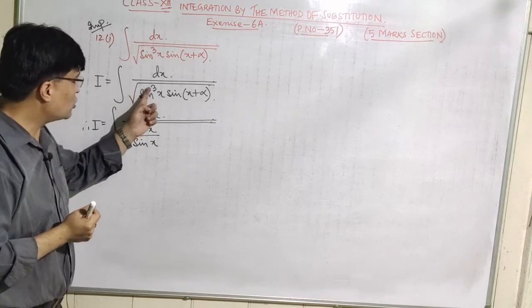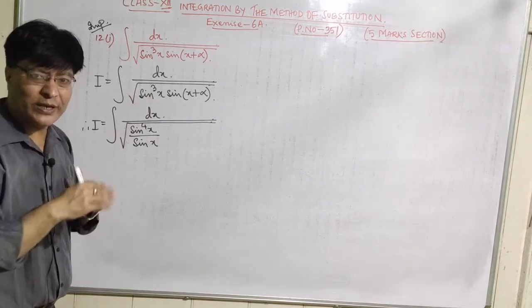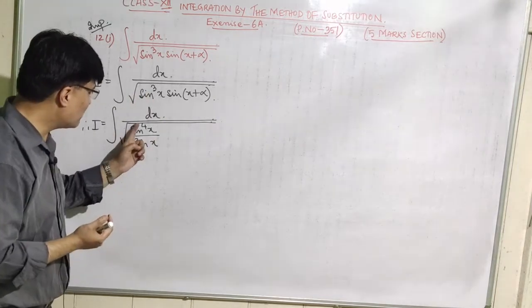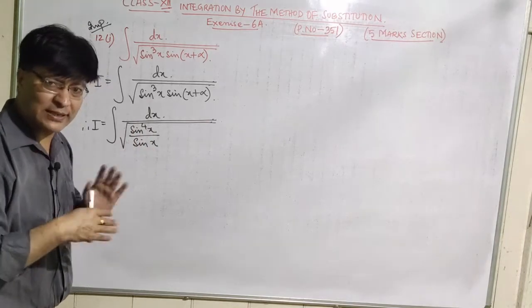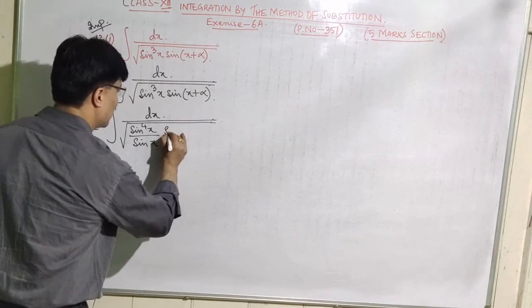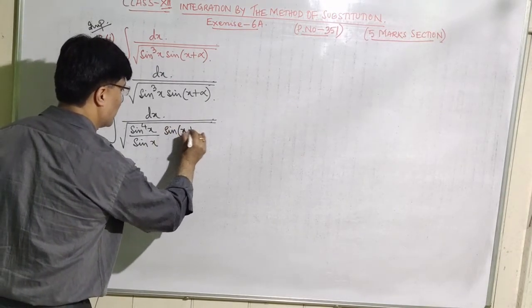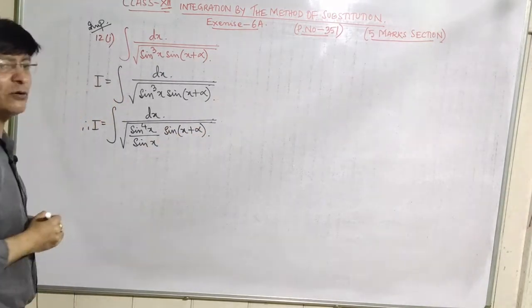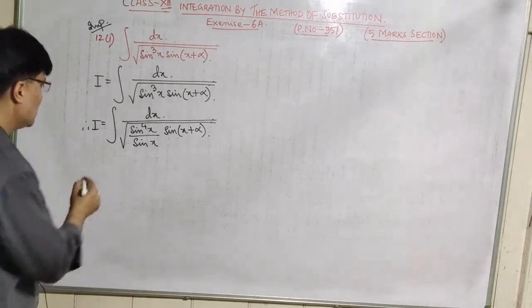If it is cos cube x, then we can make it cos to the power 4x divided by cos x, and similarly you can simplify it. Okay, so then you can write here sine of x plus alpha. Is that clear now? I think you have understood it.